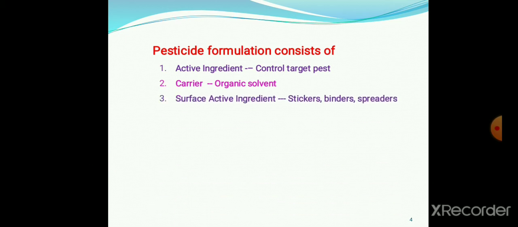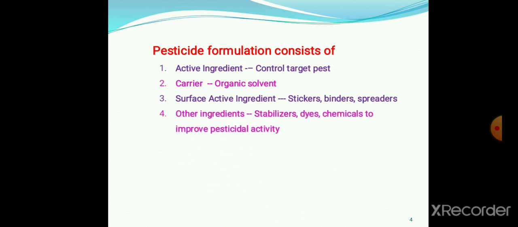And the third important component is the surface active ingredient. This surface active ingredient can be a sticker, binder, or spreader, which helps to formulate the pesticide. And the other ingredients are like stabilizers and dyes. If a particular pesticide has color, that is due to the dyes. Then there are chemicals to improve the pesticidal activity. There are certain chemicals which increase biological activity, and these are called other ingredients.